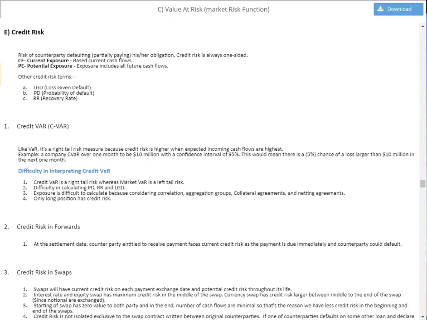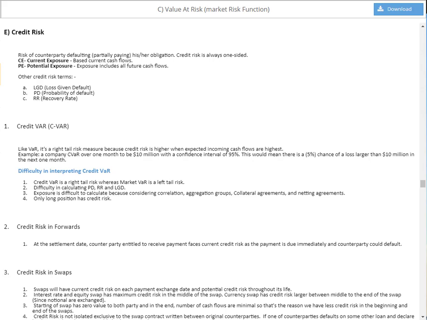Credit VaR, CVaR. Like market risk VaR, this is a credit VaR, and the concept is still the same, but the terminology and the basis has changed. Market risk VaR is a left tail risk; companies worry about the losses which the company has to bear due to changes in market factors. Here, it's a right tail risk: the losses which the company will bear in case the counterparty doesn't fulfill its obligation.